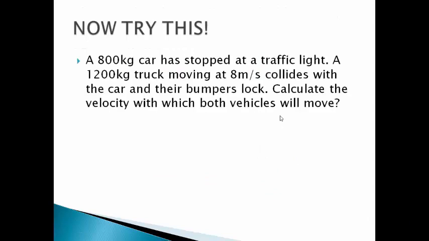Now it's your turn. Try this. An 800 kg car has stopped at the traffic light. A 1200 kg truck moving at 8 meters per second collides with the car and their bumpers lock. Calculate the velocity with which both vehicles will move. So here you have to understand that only the truck had the initial momentum, and after collision both of the vehicles will now move together as one object. Solve it and leave your answers in the comments.